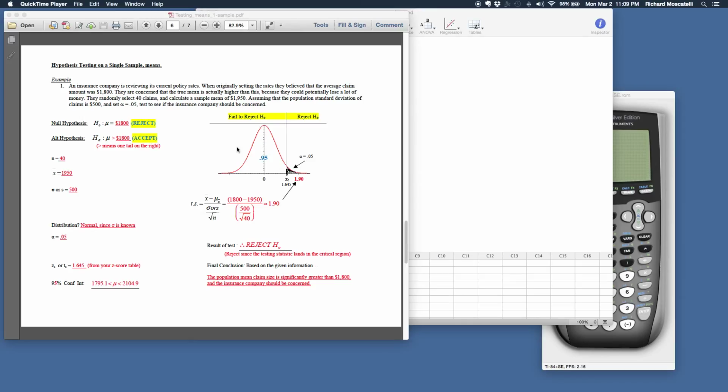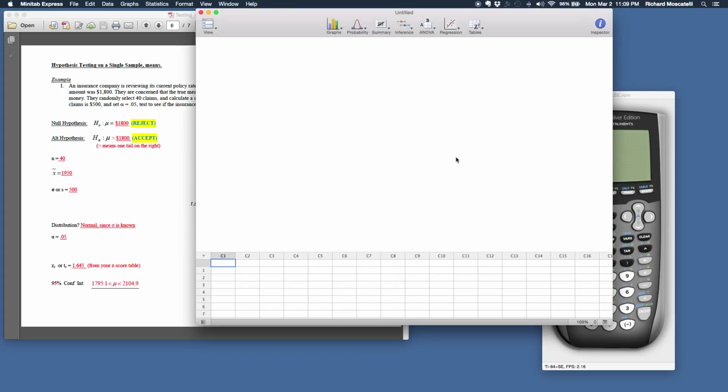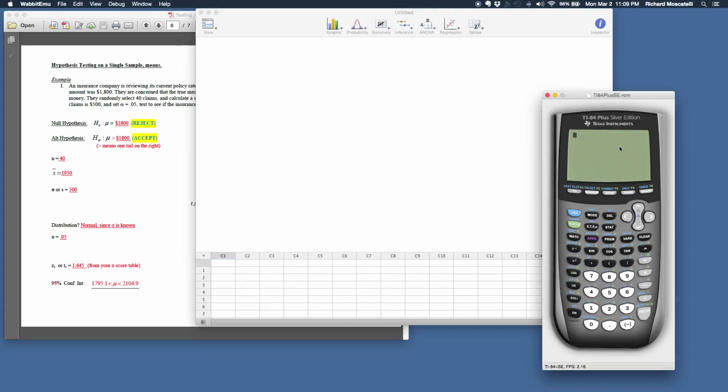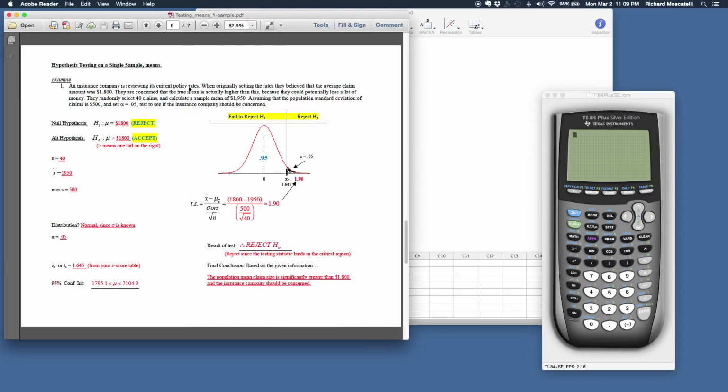Alright, so what I plan to do in this video right now is show you how to use Minitab Express as well as the TI graphing calculator to do this insurance example that we've been talking about in this section. So here's the example worked out on the template.